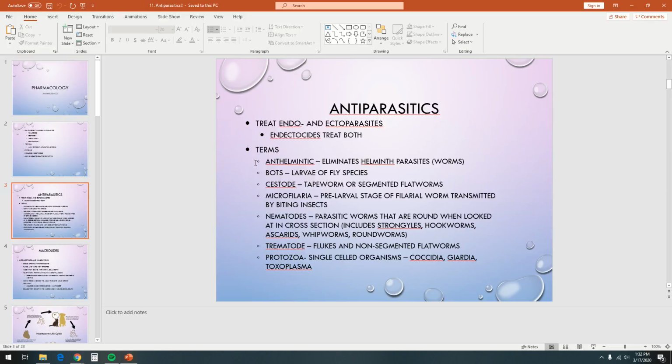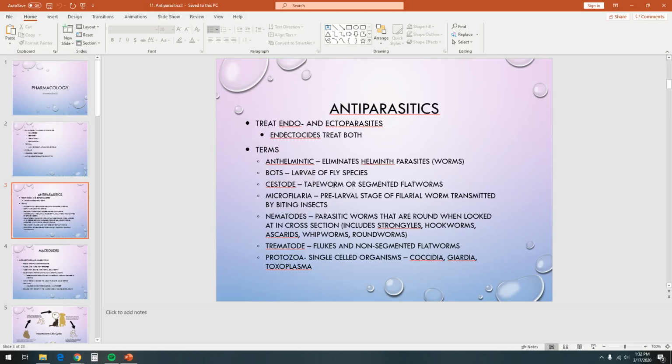So some other terms that you should know when we're talking about antiparasitics. Antihelmintic means eliminates helminth parasites. So these are going to be our dewormers. Bots, if you've ever seen bot flies before, these are the larva stage of a fly. So look up on YouTube bot fly removal. It is probably one of the most disgusting things you've ever seen. Those of you who like those pimple popper movies, this one's for you.